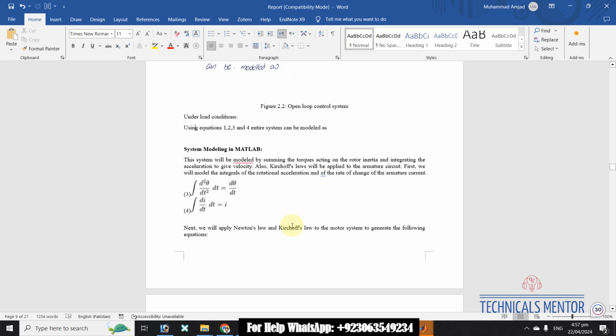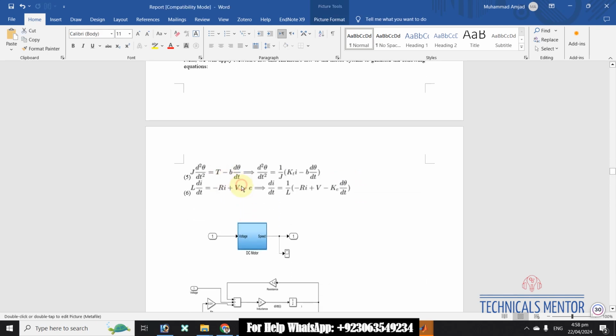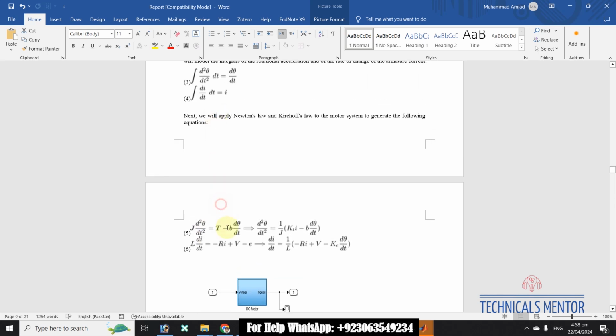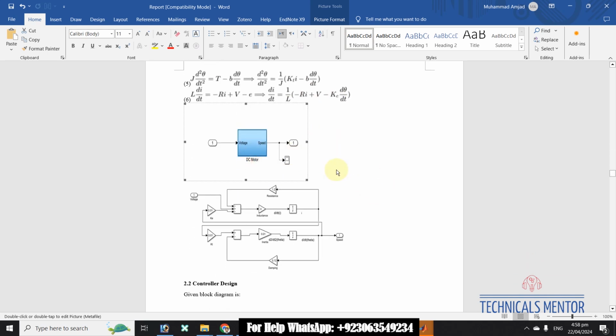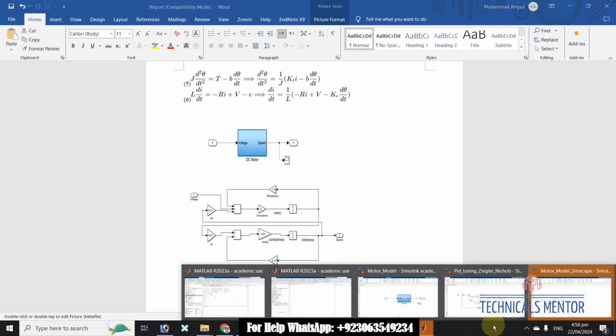Now we do the system modeling in MATLAB. The system is modeled by summing the torques according to the inertia and integrating the acceleration to give velocity. Also, Kirchhoff's law will be applied to the armature circuit. First, we will model the integral of the rotational acceleration, the rate of change. Next, we apply Newton's law and Kirchhoff's laws to the motor system to generate the following equation. So I designed this system in MATLAB.